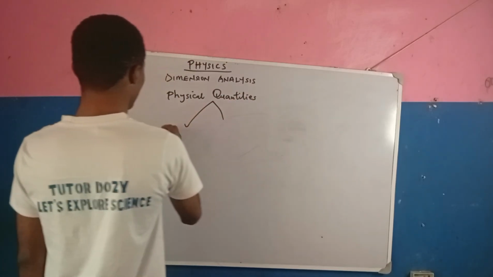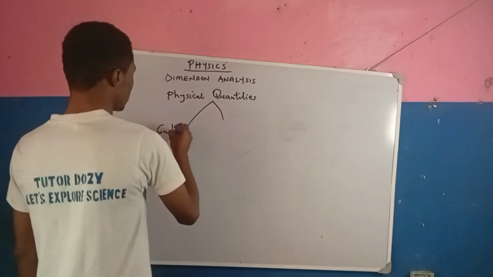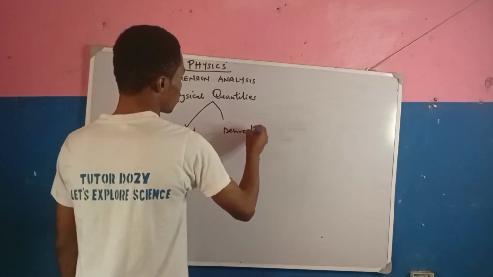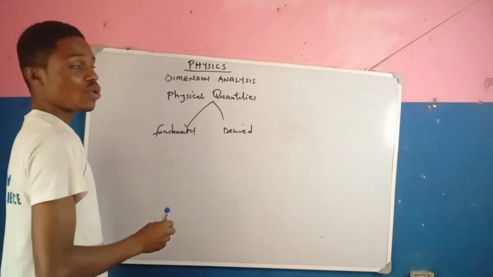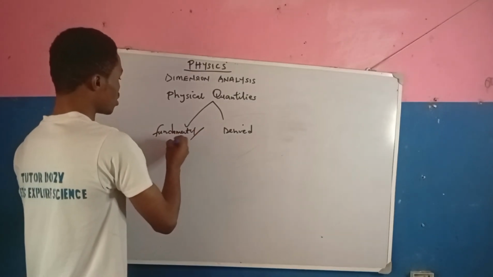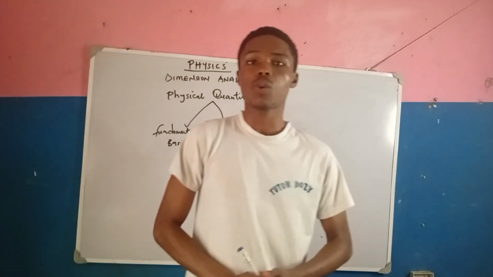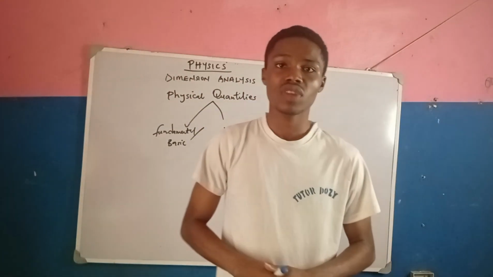In total, we have the fundamental quantities and the derived quantities. Another word for the fundamental quantities is the basic quantities.